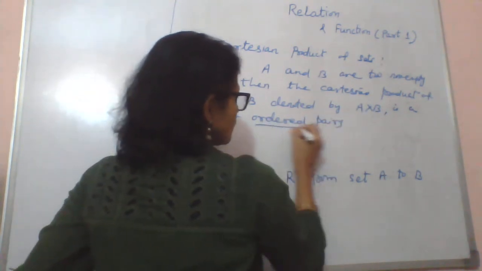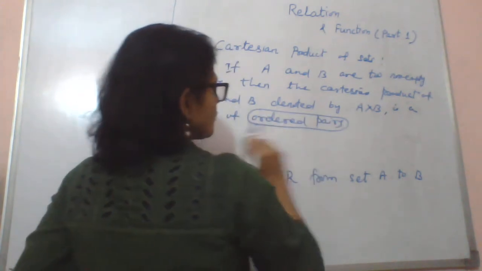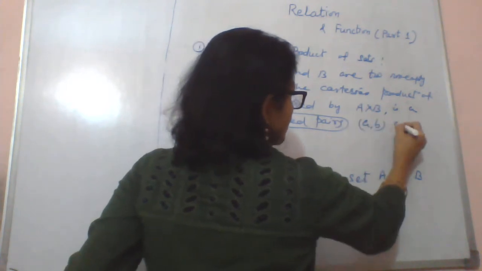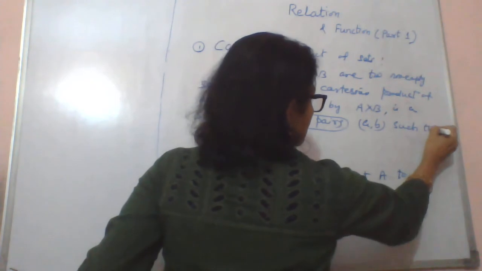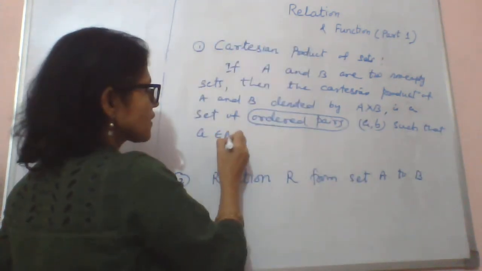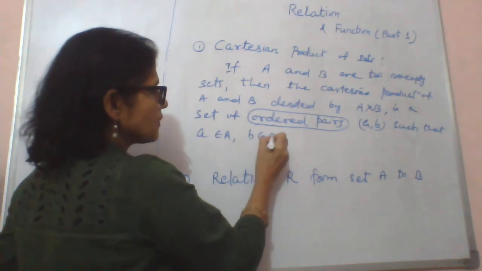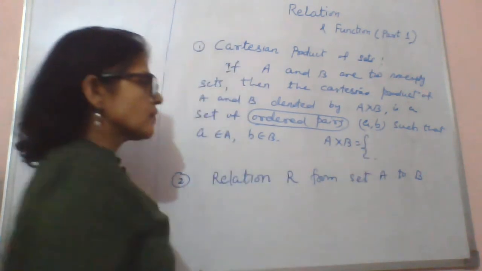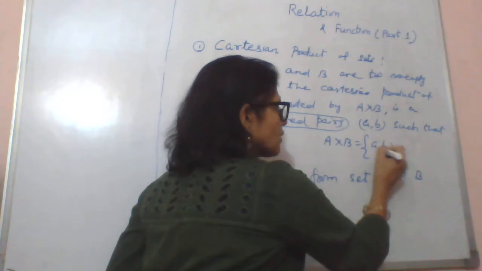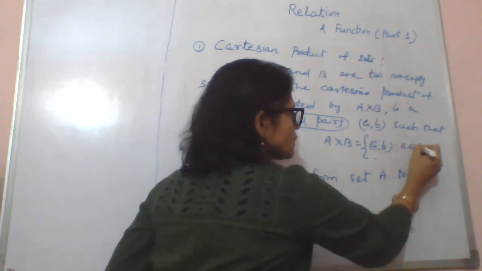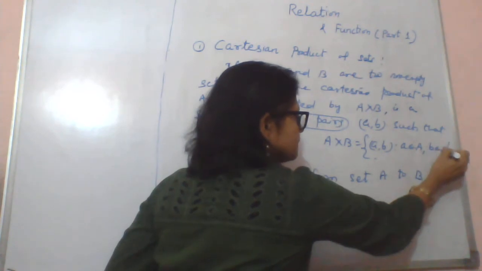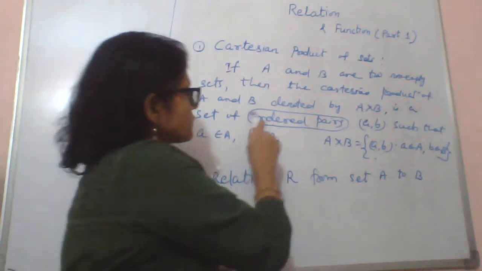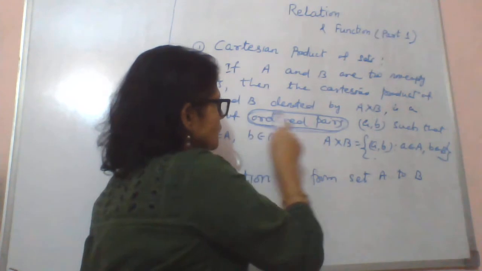So underline the term ordered pairs. Set of ordered pairs (a, b) such that a belongs to set A, b belongs to set B. Okay, so we write like this: A Cartesian product B is a set of ordered pairs (a, b) such that a belongs to set A, b belongs to set B. Okay, so when I said underline ordered pairs, I have just encircled it like this.